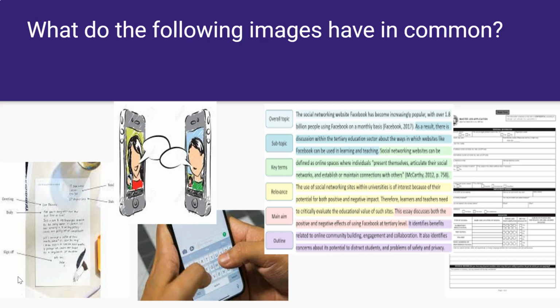Alrighty, welcome back. I know that you all had a moment to look at all of the images that we see here, and what do we notice? We see a phone conversation, we see texting, we see a letter, we see a type of text, we see an application. All of these things are dealing with communication.